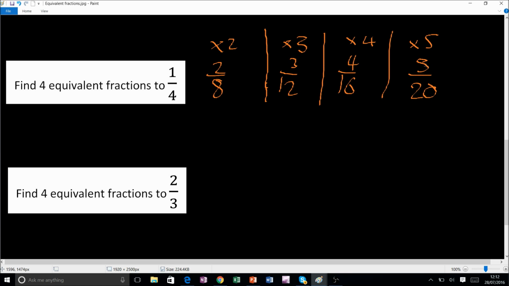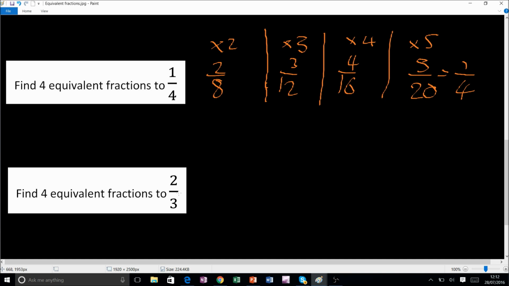Because if you were to simplify 5 over 20, think of the biggest number that goes into both 5 and 20, which is 5. How many 5s go into 5? 1. How many 5s go into 20? 4. So they all simplify back to a quarter.